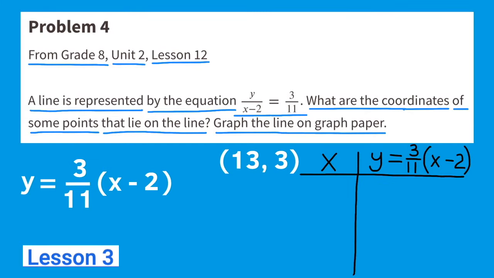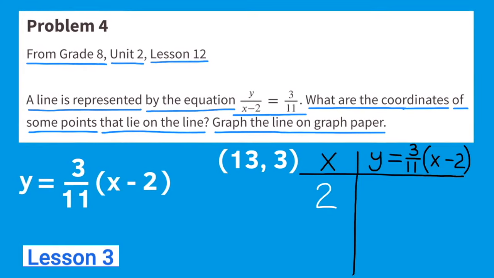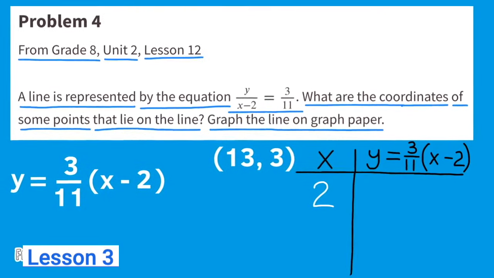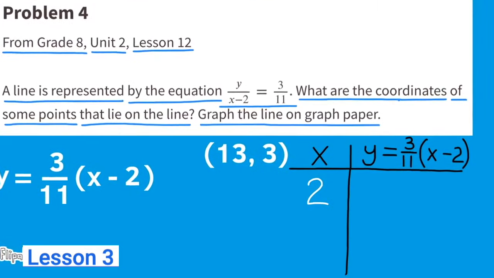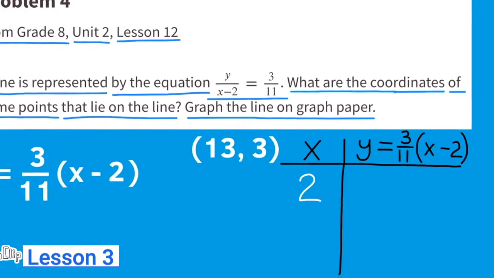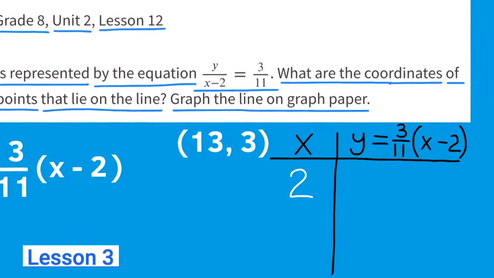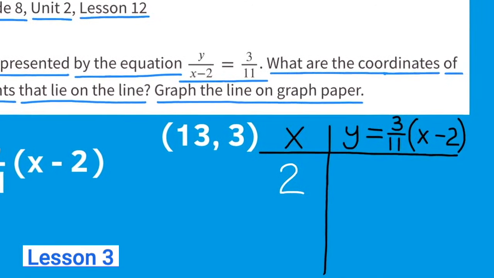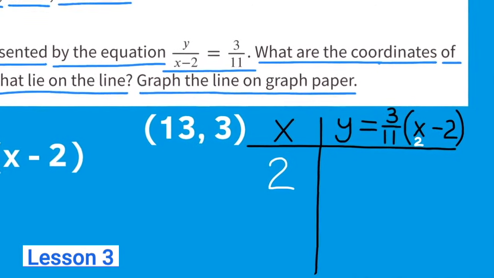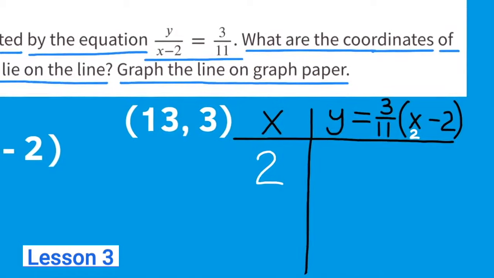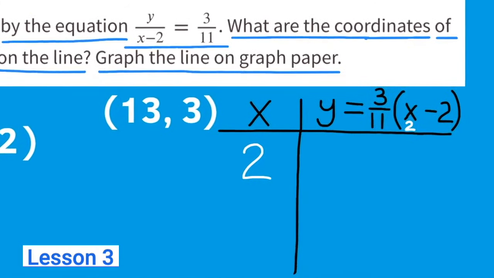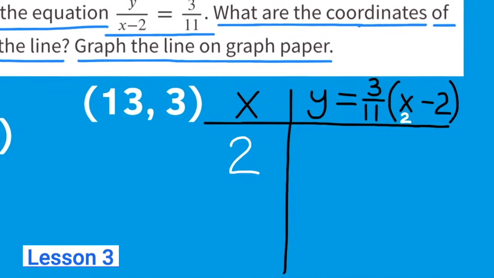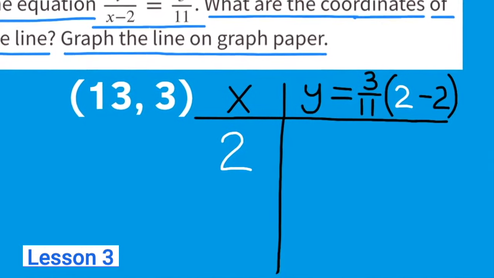Let's use our new equation to create another set of ordered pairs. I'll use a t-chart to illustrate what's going on. Let's use 2 as the value for x. Now to find the value for y when x equals 2, we'll just plug the 2 into the equation. Y equals 3/11 times x minus 2. This is where we're going to plug the 2 into where the x is. Now it reads y equals 3/11 times 2 minus 2.